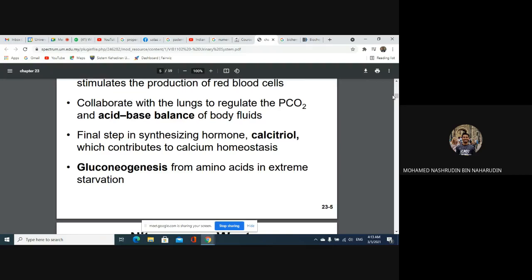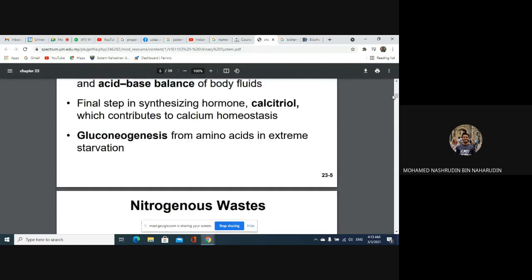Okay, and the last one is gluconeogenesis. So the kidney is also responsible for gluconeogenesis. This is where, when you are under extreme starvation, your body no longer has a sufficient level of glycogen or fat and other glucose storage within your body. That's where your body will eat itself, I would say.